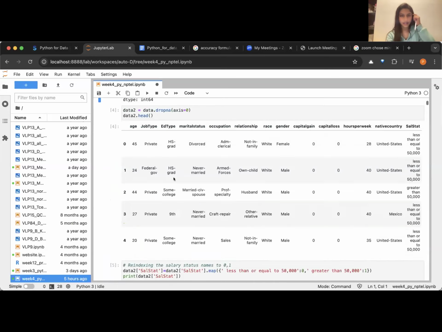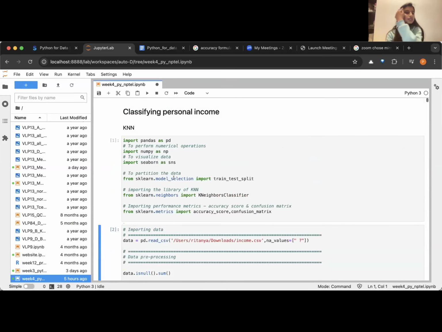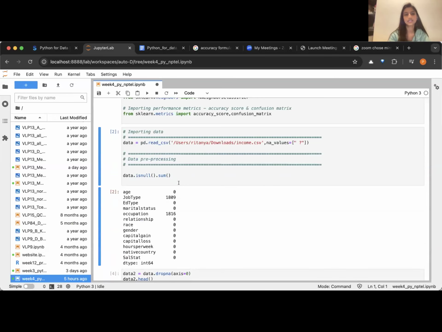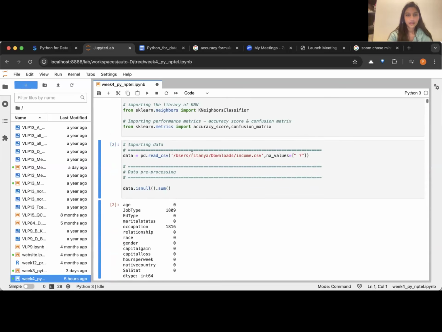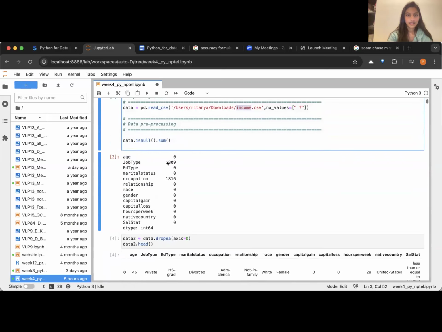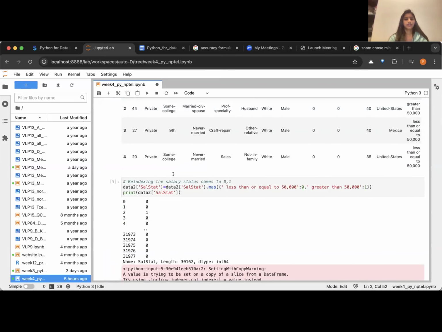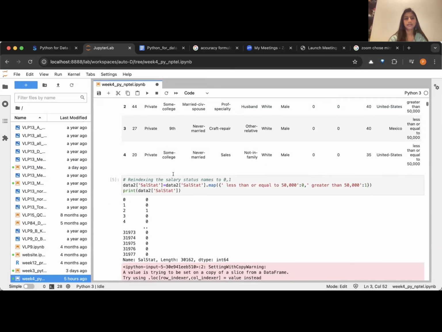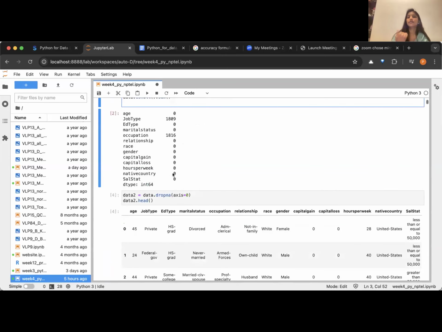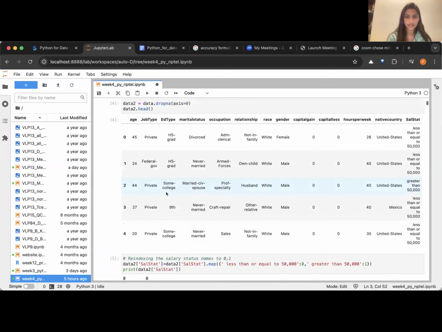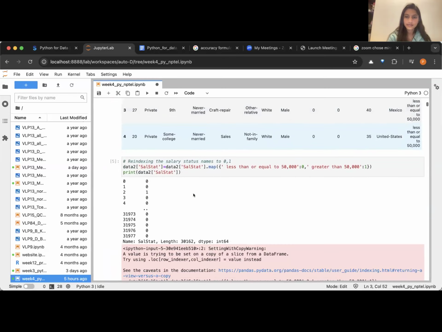I'm not going to run everything, I think it's already run. I'll just walk you through the steps because this is the exact same thing that was in the lectures. We are reading the file, seeing all the missing values and dropping them. All this file pre-processing and how to handle missing data was already covered in week 3, so I believe you wouldn't need a lot of explanation on these.